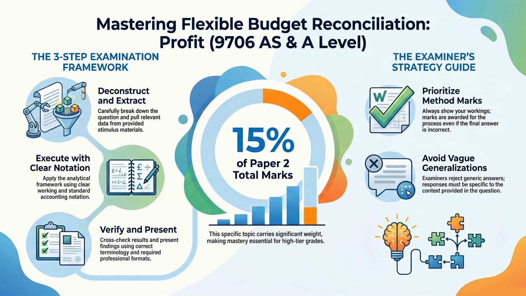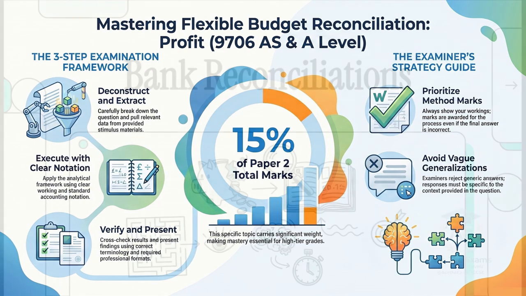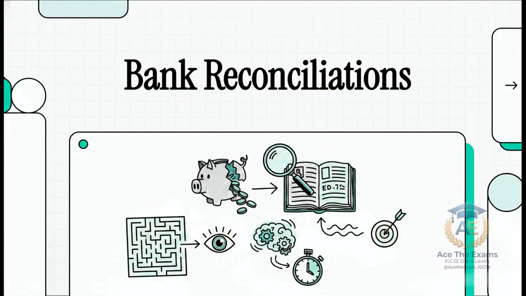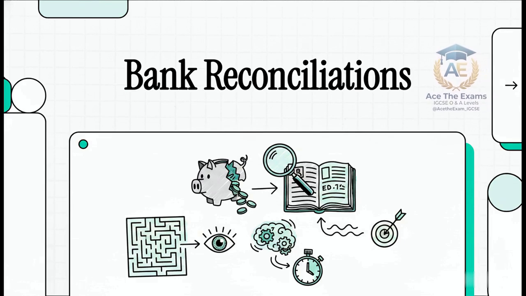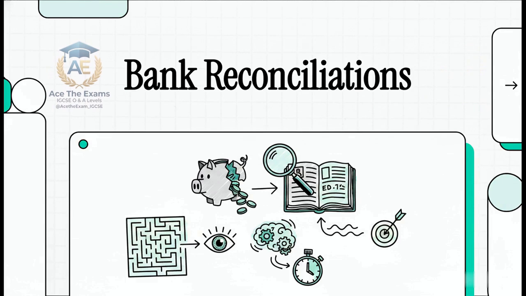All right, let's dive straight into this. Welcome to this high-energy explainer where we are going to completely deconstruct exactly where you are losing marks on bank reconciliation statements. If you're studying Cambridge AS and A-level accounting, syllabus 9706, you are in exactly the right place.